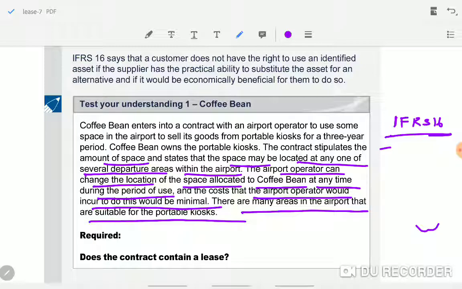So the presentation of answer is: write the general points in IFRS 16 to say a contract is a lease contract. What are the points? Mention them, relate it to the scenario, and if you know the conclusion, you can write it or you can leave it. No need to conclude it. Here we could identify easily that there is no underlying asset. So you can say that the contract is not a lease contract.